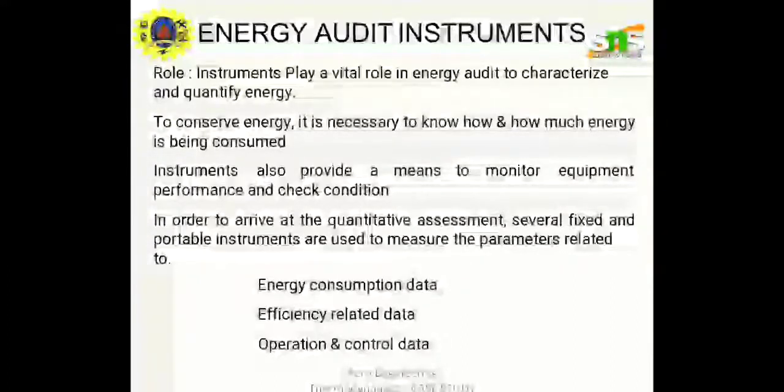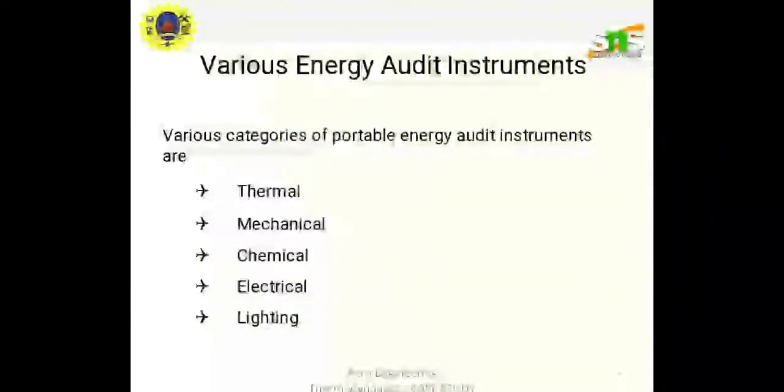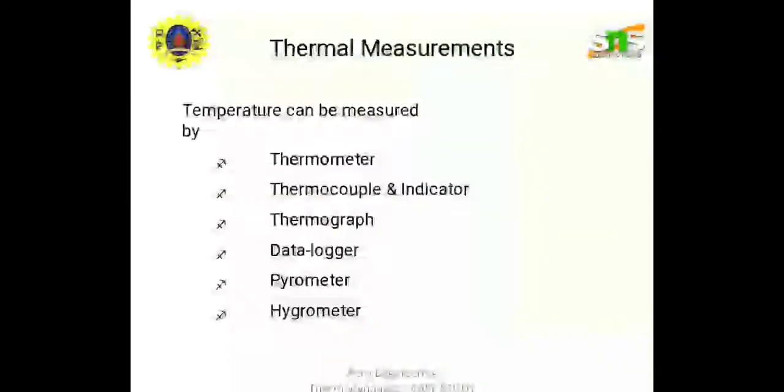In order to arrive at the quantitative assessment, several fixed and portable instruments are used to measure the parameters related to energy consumption data, efficiency related data, operation and control data. Various energy audit instruments are thermal, mechanical, chemical, electrical and lighting.